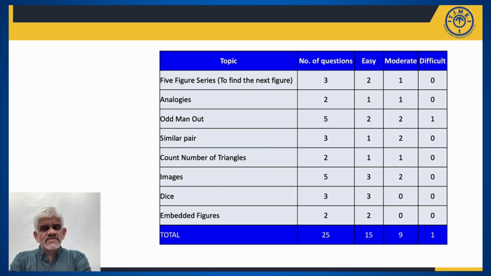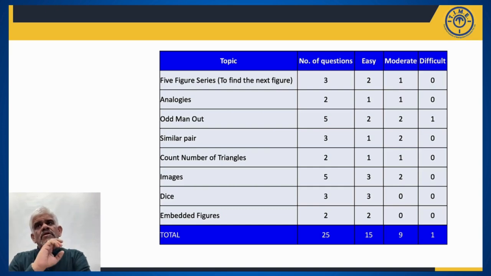So dice questions were there. In some slots, dice questions were not there. Rest of the things, as we normally expect, were as expected. That is five-figure series, analogies, odd man out, similar pair, and so on. Counting numbers is one type of question which was there last year also, and this year also we have seen that in abstract reasoning.